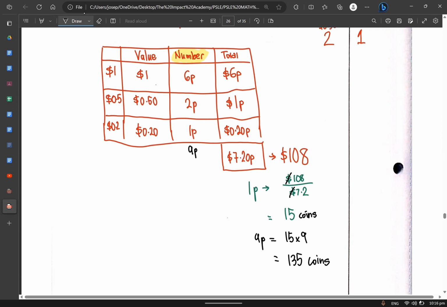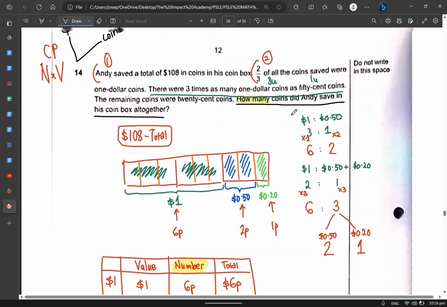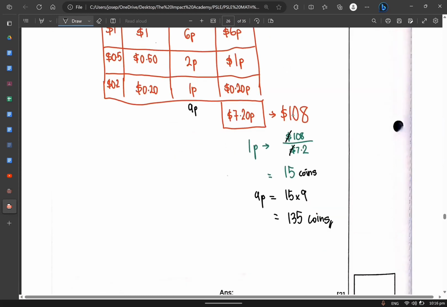And I can refer back to the question. The question is asking us how many coins. So therefore, this is your answer for this question.